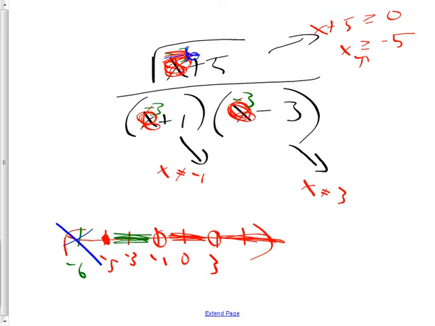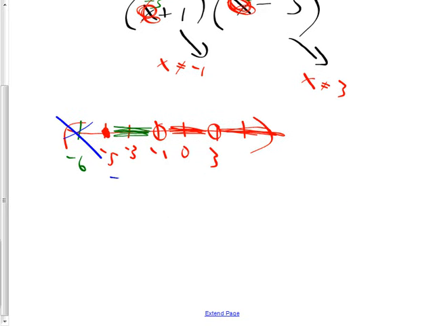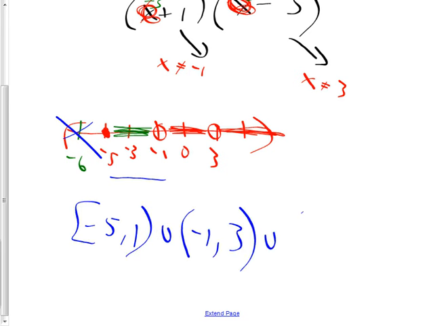It works in 3 little spots. From here to here, which is from negative 5 to 1, bracket, parenthesis, union with negative 1 to 3, union with 3 to infinity. Raise your hand if you had that one right. Awesome. Then you got domain.